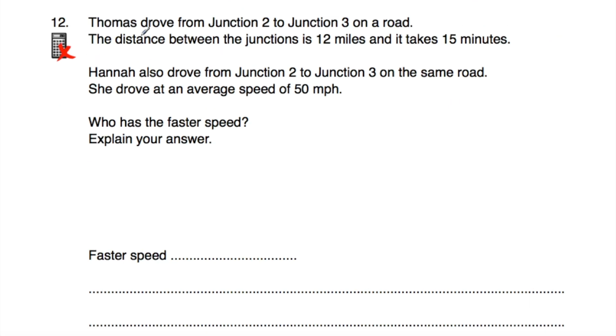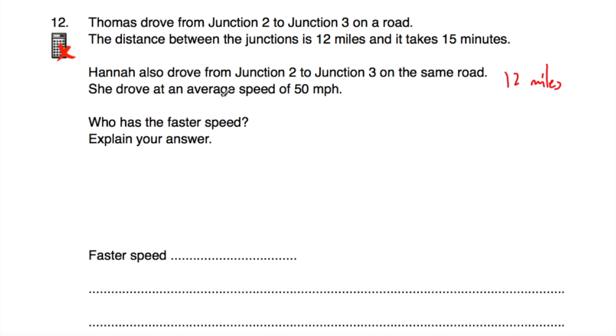Question number 12 says, Thomas drove from junction 2 to junction 3 on a road, and the distance between the junctions is 12 miles, and it takes him 15 minutes. Hannah drove from junction 2 to junction 3 on the same road, so she drives the same distance, which will be 12 miles as well. And she drove at an average speed of 50 miles per hour. And the question says, who has the faster speed? Explain your answer. So we want to find who's got the fastest speed here.